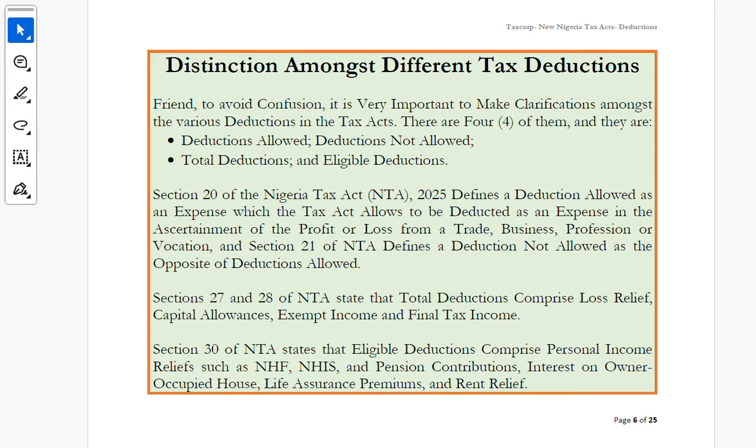And Section 21 of the NTA defines a deduction not allowed as the opposite of deductions allowed. Section 27 and 28 of NTA state that total deductions comprise loss relief, capital allowances, exempt income, and final tax income. While Section 30 of NTA says that eligible deductions comprise personal income reliefs such as National Housing Fund, National Health Insurance Scheme, and pension contributions, interest on owner-occupied house, life assurance premiums, and rent relief.